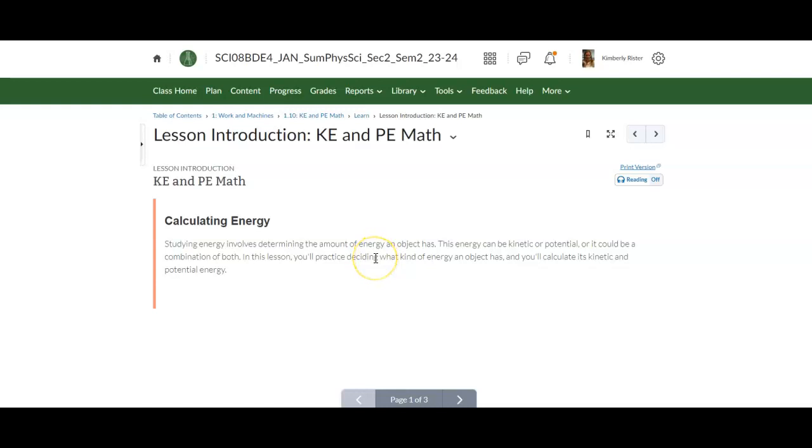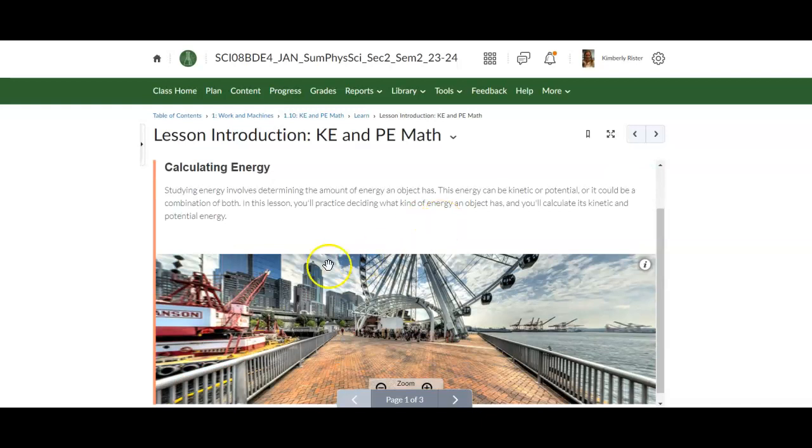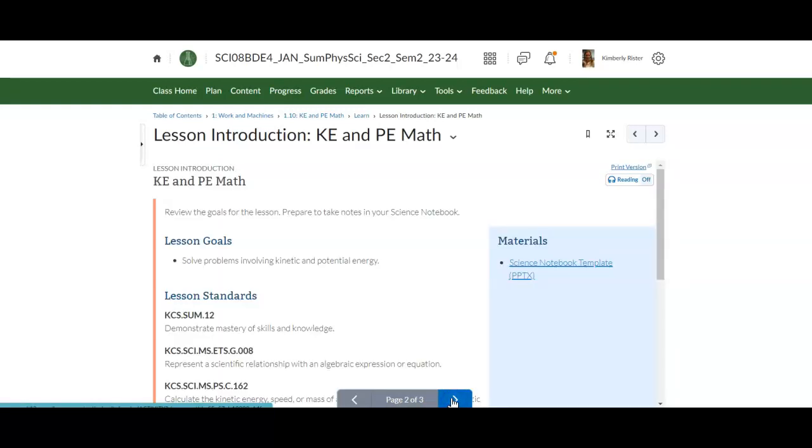We're talking today about calculating energy. This is almost going to feel like a math lesson for you. But studying energy involves determining the amount of energy an object has. This energy can be kinetic or potential, or it could be a combination of both. In this lesson, you'll practice deciding what kind of energy an object has, and you'll calculate its kinetic and potential energy. It's really important that you learn how to work through the problems that we're going to be solving, because you'll be using these formulas in your lab later in this unit.